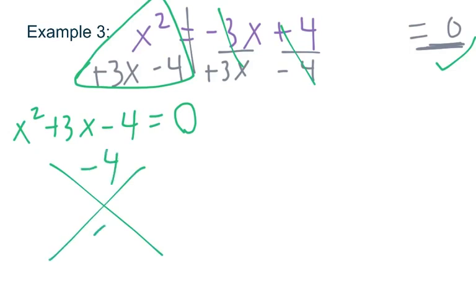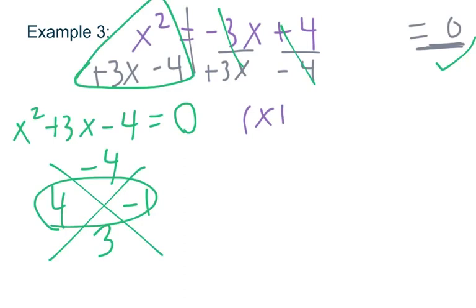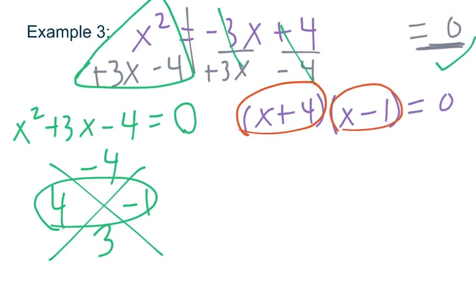Negative 4 goes up top, 3 on the bottom. Okay, now we want things to multiply to negative 4 and add to 3, and we end up getting 4 and negative 1. Put it into factored form over here: x plus 4 times x minus 1. Remember, it's equal to 0. Now what do we do? We're going to use the zero product property, right? So take each part, set them equal to 0 separately.